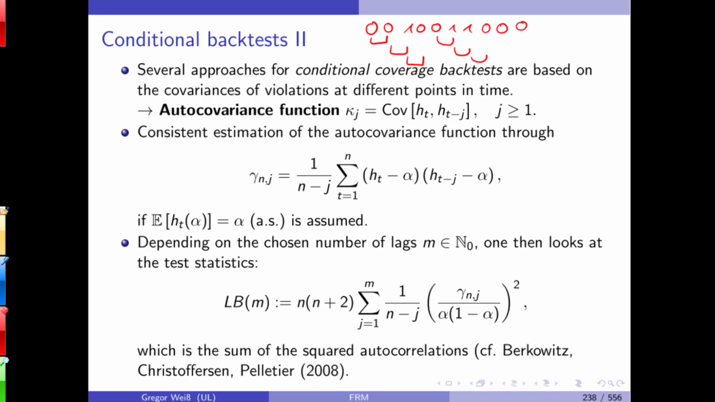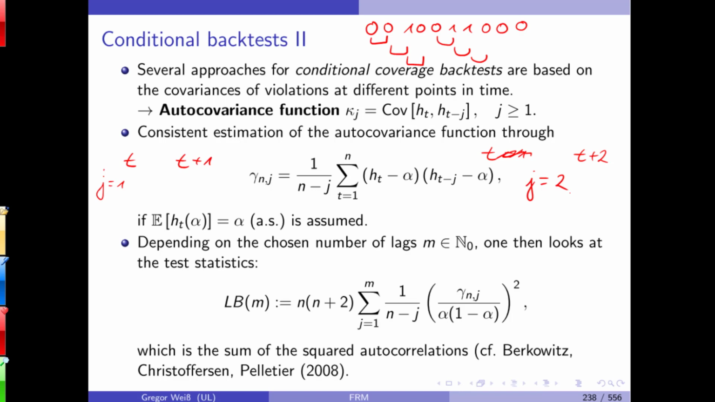In this test here, we look at the autocovariance function of these hits. Hit today, next step, 2 steps, 3 steps. The difference between t and t minus j is what we call a lag. For example, if you're looking at t and t plus 1, it's a lag j of 1. If you're looking 2 steps ahead, t and t plus 2, the lag is 2. And what are we doing here? We estimate the autocovariance function, take a number of lags, and then look at the following test statistic. We take these autocovariances, change them a little bit, square them, and take the sum of these squared autocorrelations.